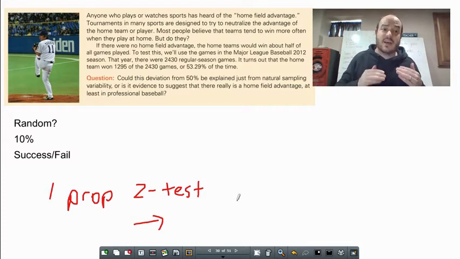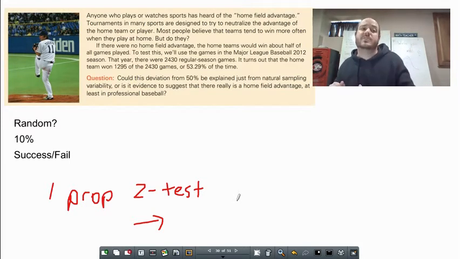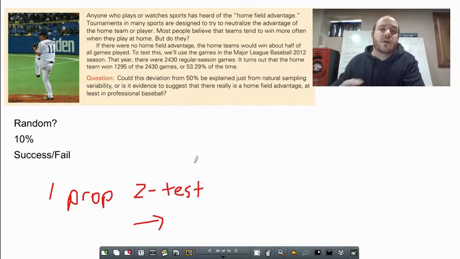Now, once we know which test we're dealing with, we can start looking at our conditions. Before we do this, let's break down this question a little bit more. Notice here it says 53.29% of them won when they were the home team. Now, 53% is really close to 50%. But this is also a huge sample size. So is that 3.29% difference going to be large enough for us to claim that home field advantage is a thing? I don't know. That's what we're going to find out. So again, we chose to use a one proportion z-test.